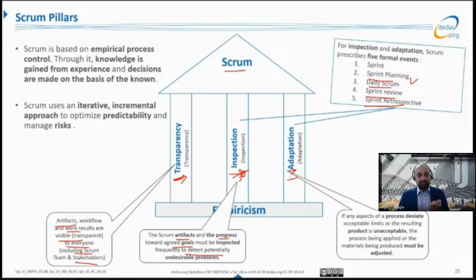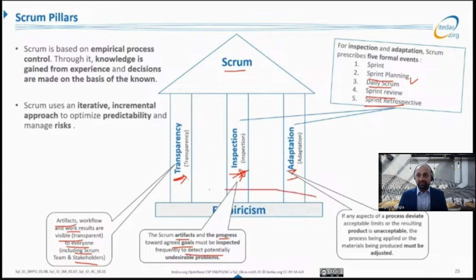only after you inspect that this is not working as per the expectation of the customer, or this is not the right way of working within the team. You can adapt only after inspecting, right? And for inspection you need transparency. So each of these pillars is dependent on each other. Inspection is dependent on transparency, and adaptation is dependent on inspection.